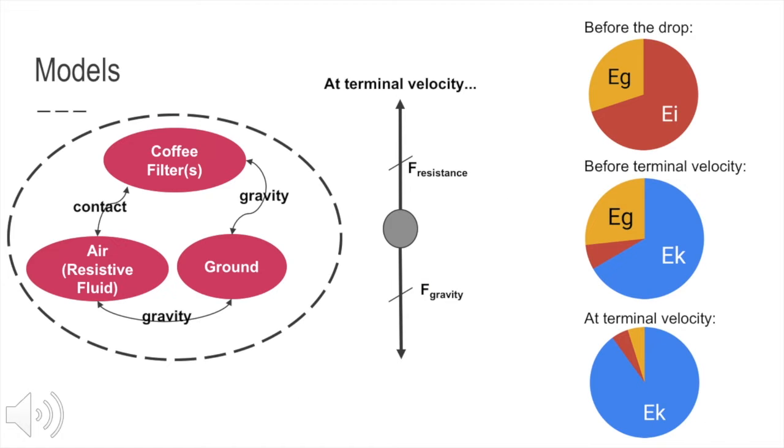Within the system schema, we included the Earth, which provides force of gravity to the filters and air resistance. Our force diagram of the filter has arrows of gravity and resistance of equal magnitude. Our pie energy diagrams begin before the drop, showing the majority of the energy being internal and a third gravity. Before terminal velocity was reached, kinetic energy took 2/3 of the diagram, and the rest was mostly gravity and internal energy.